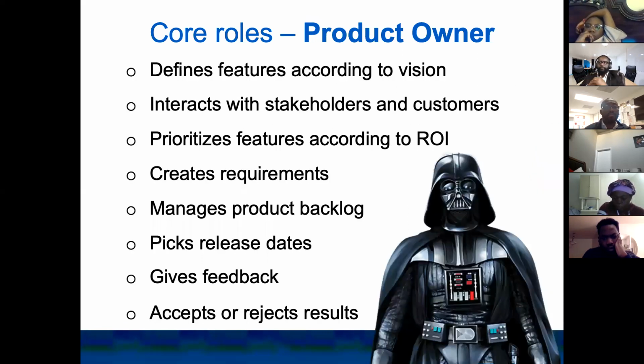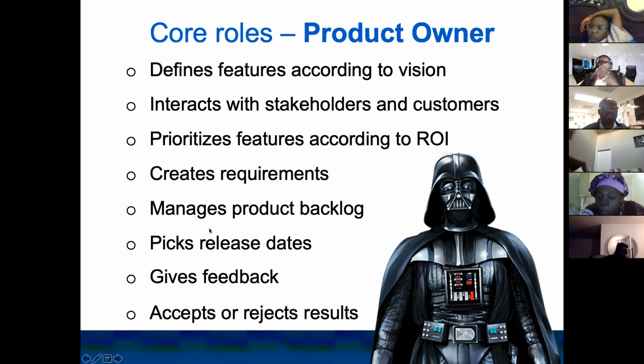All right. So the responsibilities of the product owner, as I said before, are to define the features according to the business vision, interact with the stakeholders and the customers to understand what they really need, and how to fulfill their needs, and prioritize those features according to the return on investment. So which ones of the features are going to have the most value? Which ones are lowest priorities that are really nice to have, right? And then they're going to create all the requirements and manage the product backlog, meaning that whenever we're pulling product backlog items from the product backlog, it needs to be reprioritized.